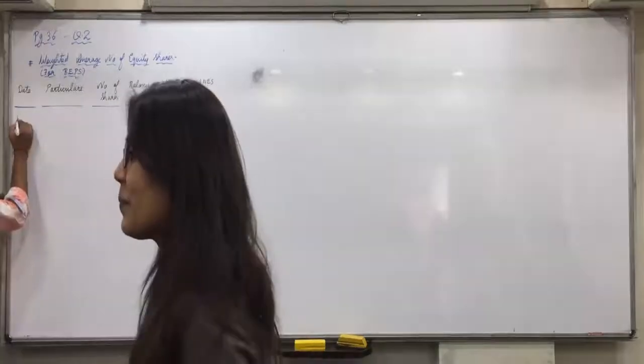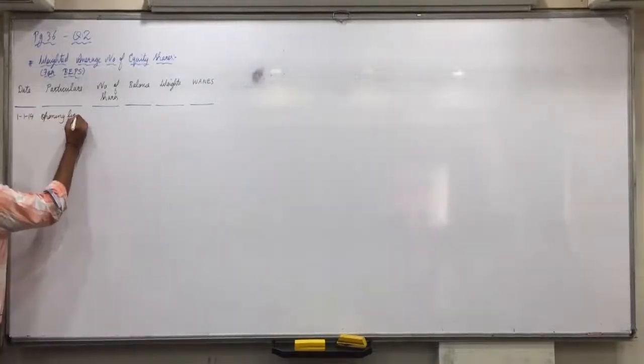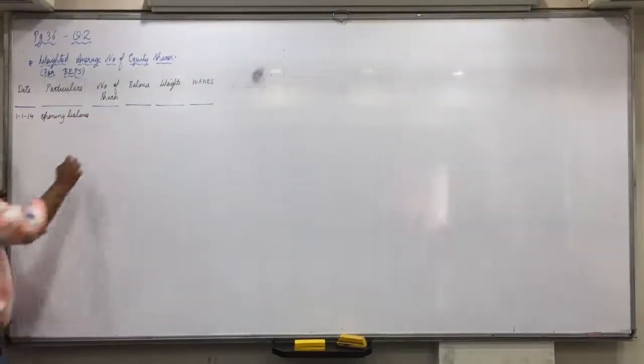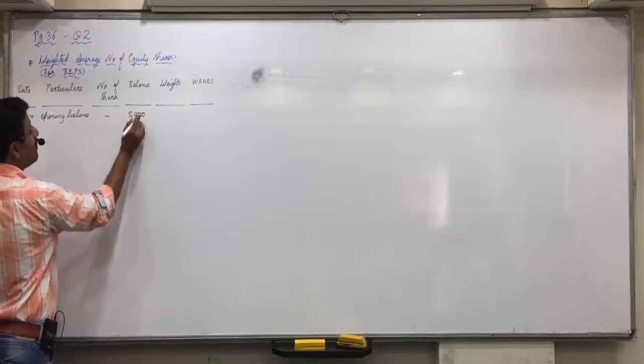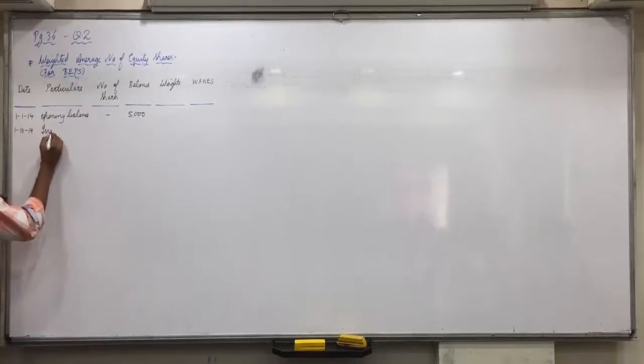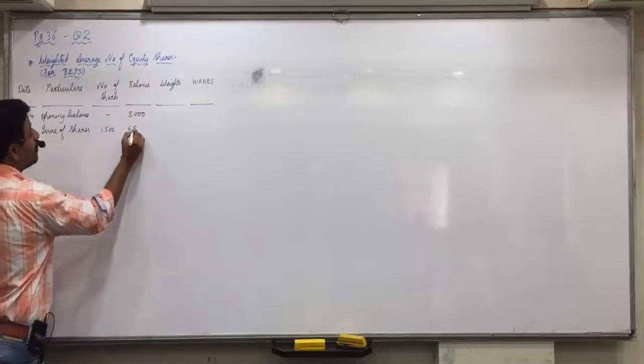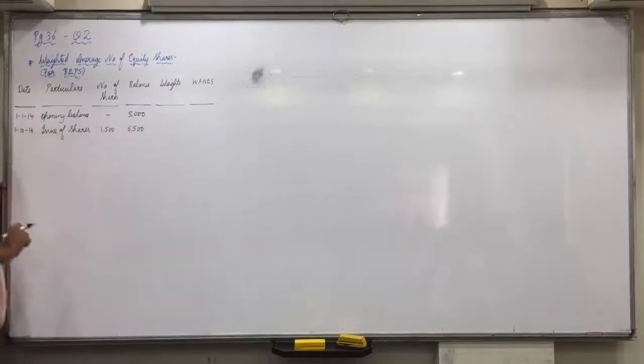Okay, come on. 1/1/14, opening balance. Silence everyone. In which column? In balance column, 5,000. Did everyone understand this? Then Mansi, 1/10/14, issue of shares, 1,500. Balance: 5,000 plus 1,500 issue of shares will be added, so 6,500.